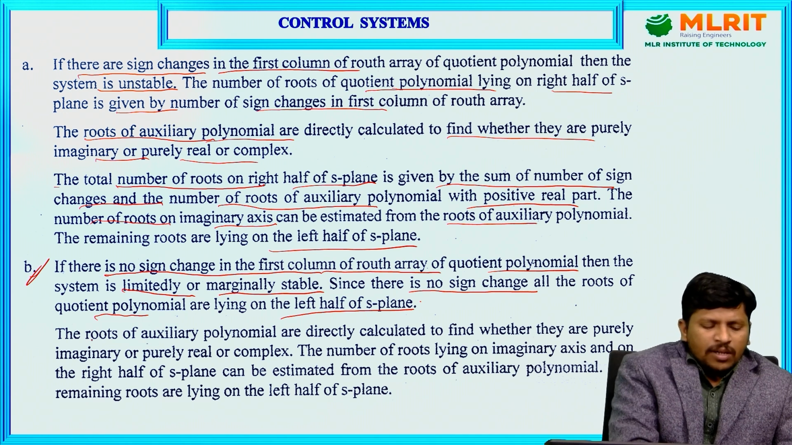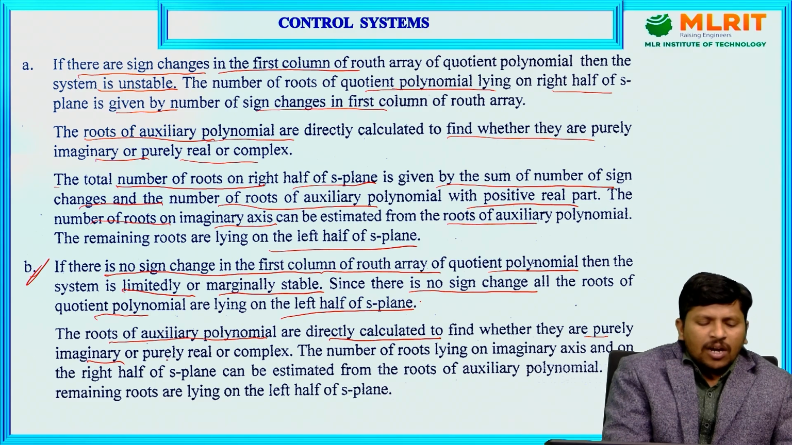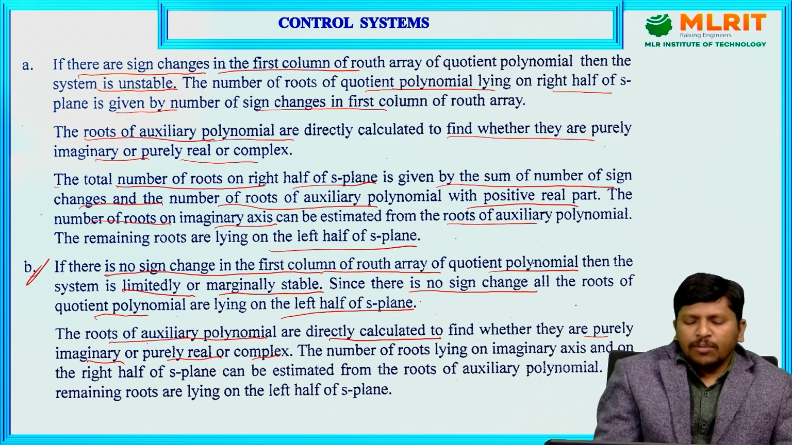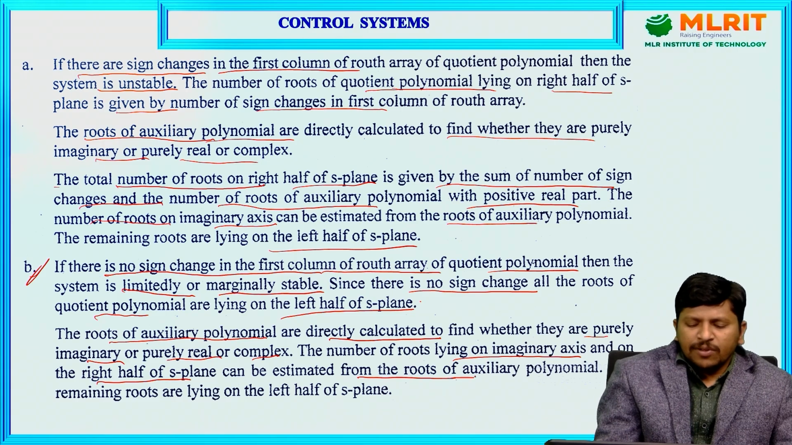Here, the roots of the auxiliary polynomial are directly calculated to find whether they are purely imaginary or purely real or complex. The number of roots lying on the imaginary axis and right half of the s-plane can be estimated from the roots of the auxiliary polynomial.